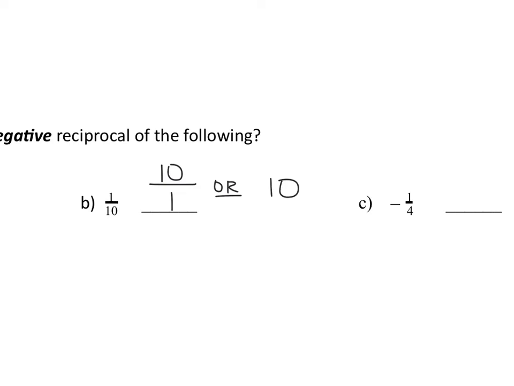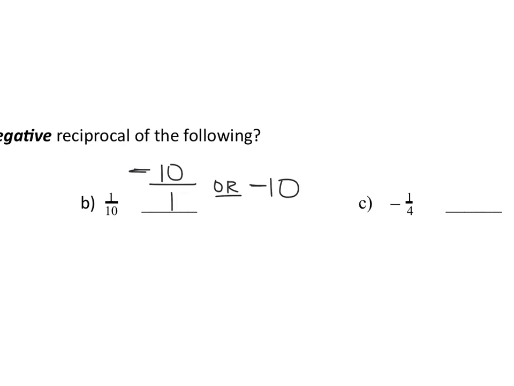Step 2, once you've flipped the number, you need to change its sign. So this is a positive 10/1, or a positive 10. If I have to change the sign, it's going to become a negative 10. Positive will change to a negative.